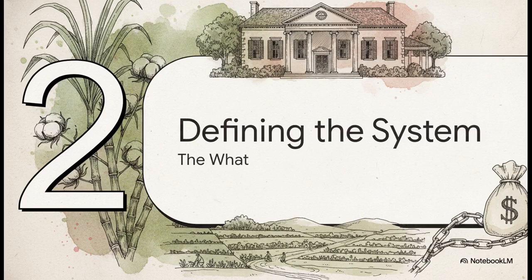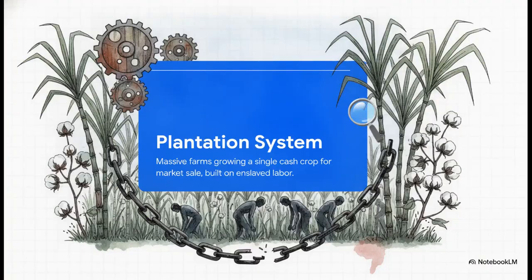Moving on to Section 2, defining the plantation system, the what. So, what exactly are we talking about when we say plantation system? Well, these weren't just your average, everyday family farms. Far from it. These were massive agricultural operations with a very specific business model. Grow a single cash crop, and maximize profit at all costs. But the darkest, most defining feature here? The entire engine of the system was built completely on forced, enslaved human labor.